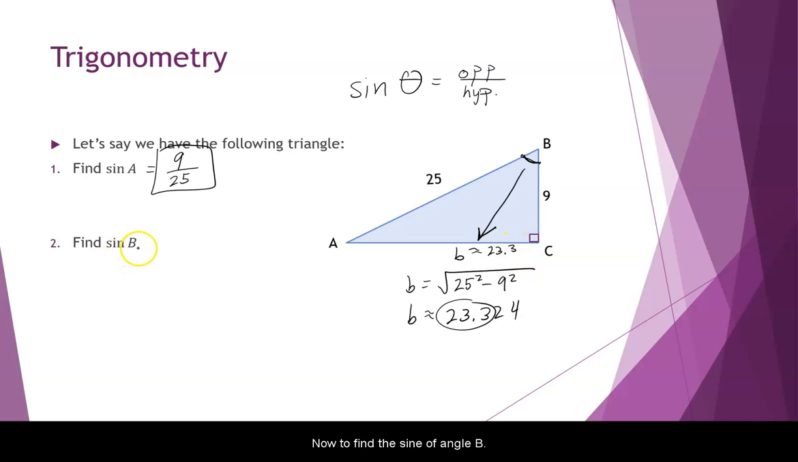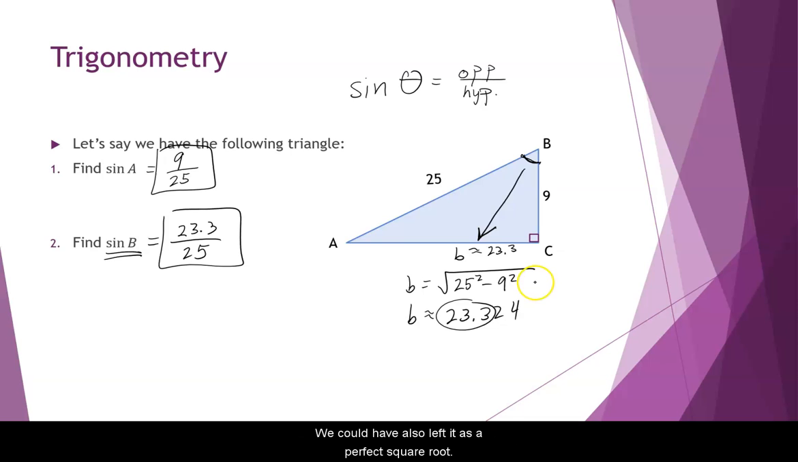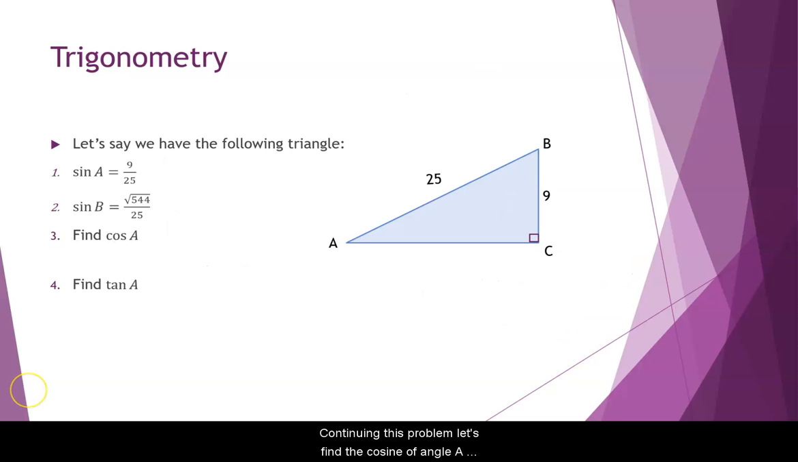Now to find the sine of angle B, now I have that side length of 23.3. There's our opposite divided by the hypotenuse of 25. So this is not yet solving for that angle B. We'll do that in the next video. But this is just describing what that ratio is. We could have also left it as a perfect square root, because this is the same thing as the square root of 544.